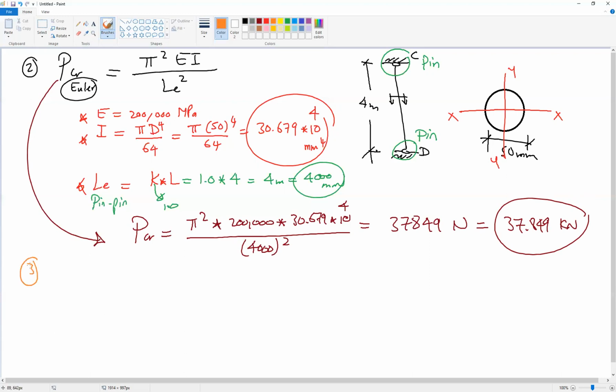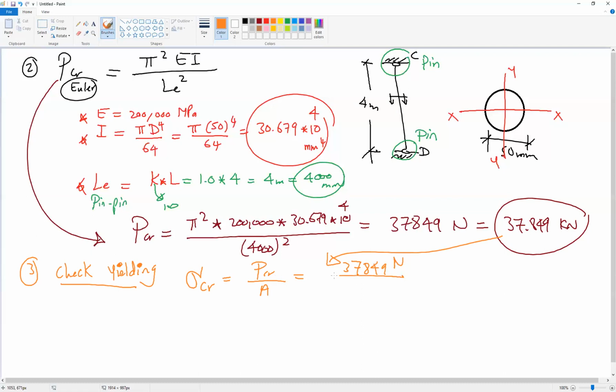The third step is to find W. To find W, first we need to check that the column will fail due to buckling, not due to yielding. So we need to find sigma critical in yielding, sigma critical, which is equal to P critical divided by area. P critical is just here, 37,849 Newton divided by area.